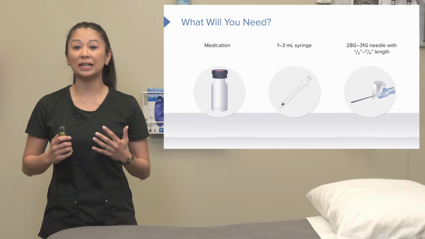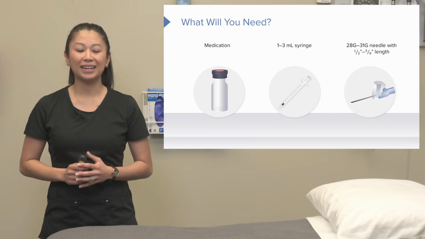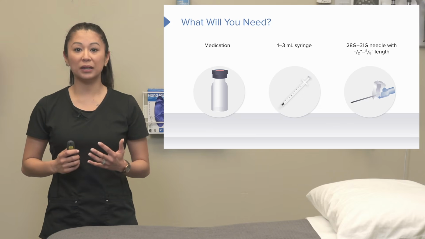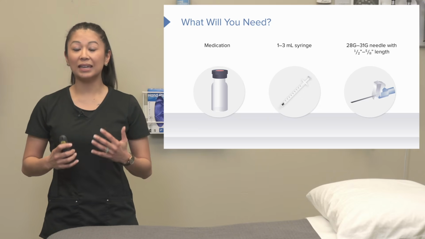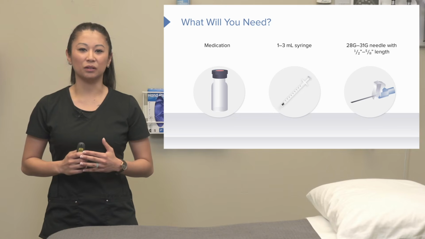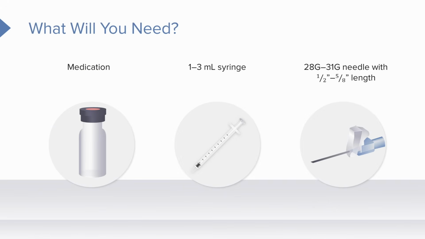And of course, we're going to need our needle for injection. Now this is going to vary depending on the device you use. The gauge, meaning the diameter of the needle, is going to range anywhere from about 28 to about 31 gauge. I know this is quite a range, but again, it just depends if it's insulin you're giving or what kind of medication you're going to be administering.